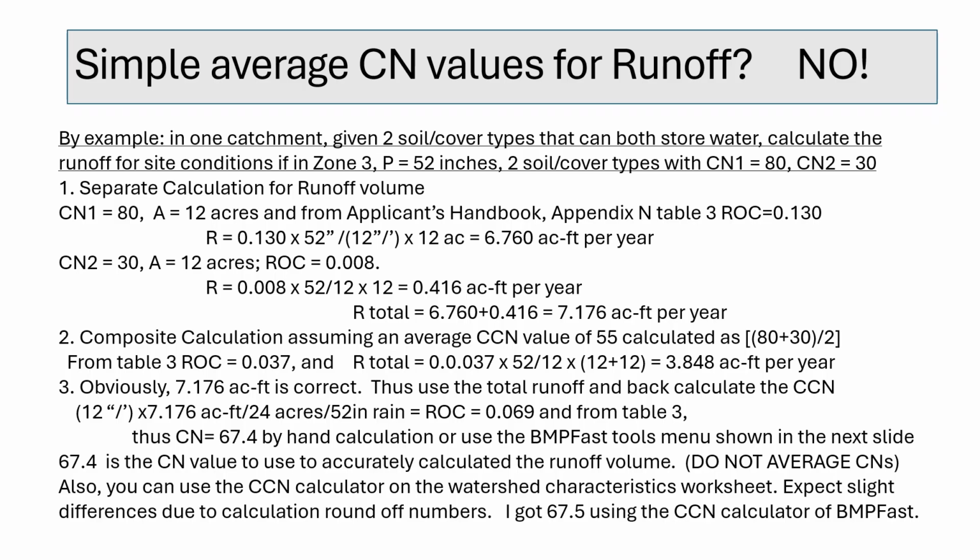The right approach is to calculate runoff volumes separately for each soil and cover type, and then back-calculate the composite curve number from the total runoff volume. In this example, working backward from the correct total runoff of 7.176 acre-feet gives a composite curve number of 67.4, not 55. BMPFast can perform this calculation for you through its Tools menu and CCN calculator, and you may see a slight difference due to rounding, but the result should be very close.